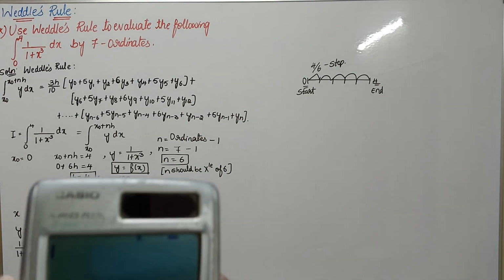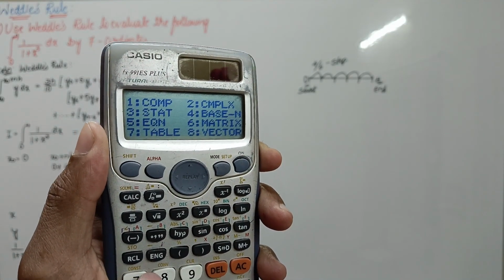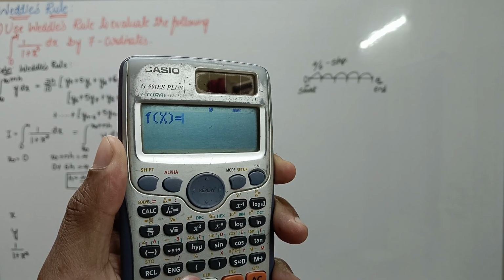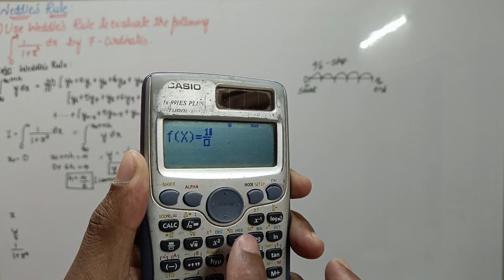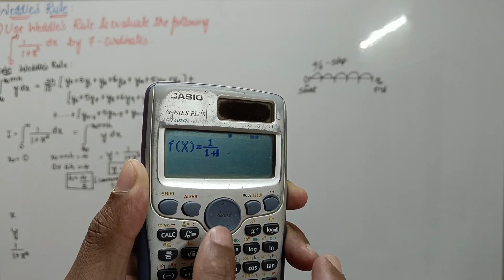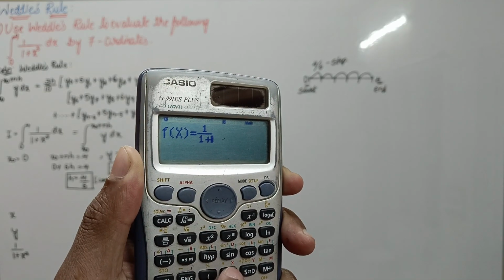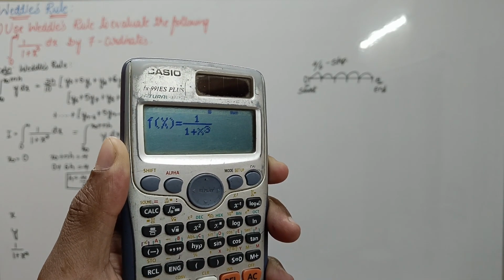First, take the calculator. Okay, done. Press mode setup. Press 7. f of x is given. Now represent f of x, that is numerator and denominator: 1 divided by 1 plus x cube. So what am I going to do? Alpha, closing bracket, you get x. Shift x square, you get x cube.